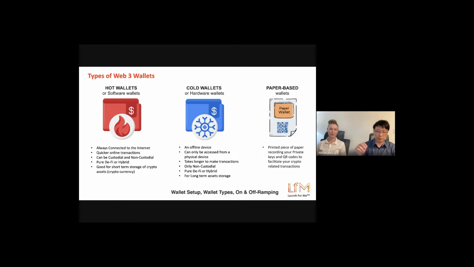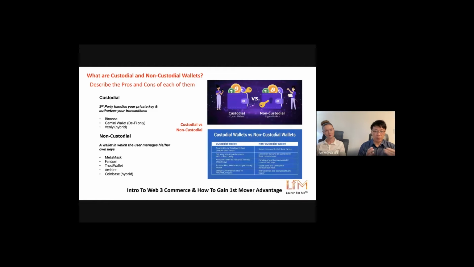If you want to be even more secure, you take that private key and you write it on a piece of paper and you store it in your safe at home. That is a paper-based wallet. When you are connected with the internet and you are linked up with the decentralized application, you're most likely to be using a hot wallet. Okay, so now the hot wallet can be of 2 types again. It can be a custodial or a non-custodial.